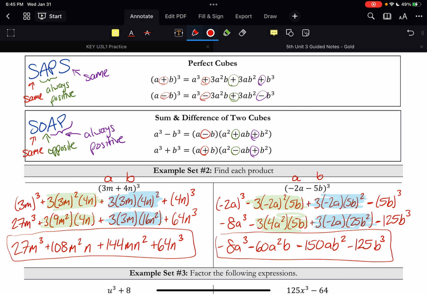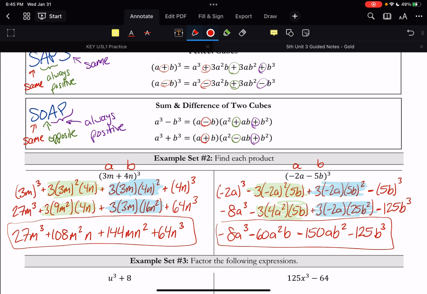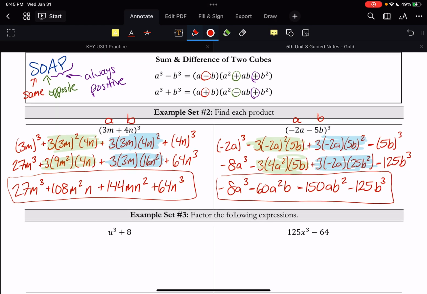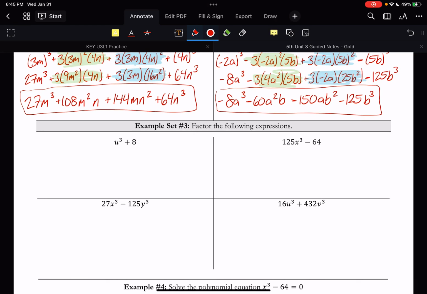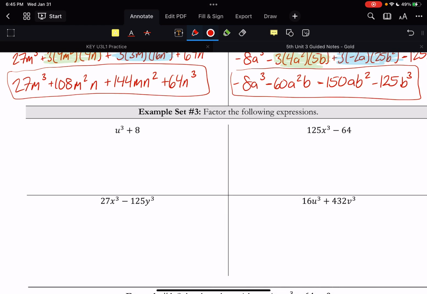All right, so that is working with the perfect cubes. So now we're going to work with factoring using the sum and difference formulas of two cubes. So if I have my first one, u cubed plus 8, if I take the cube root of these two values, I want to check and see if I get perfect cubes, which I do. So if I take the cube root of u cubed, I know that this is u. And if I take the cube root of 8, I get the value 2. So this is the a cubed plus b cubed.